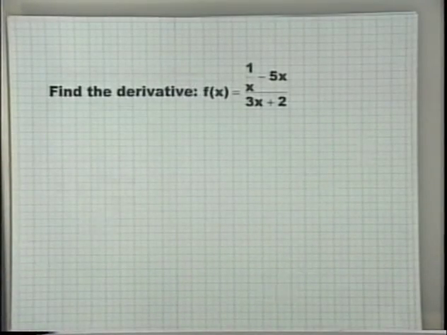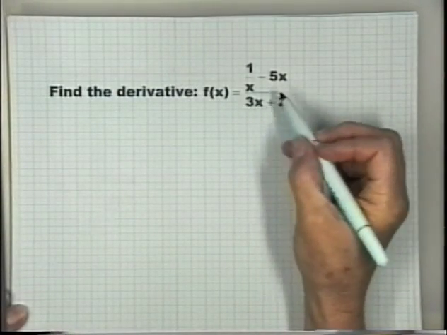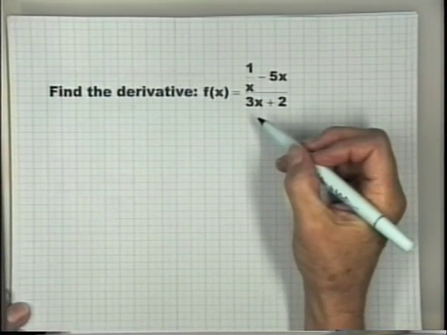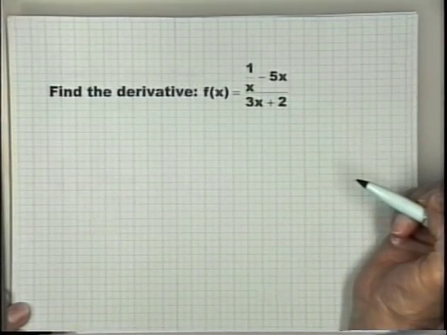Well, let's look at this one. F of x equals 1 over x minus 5x divided by 3x plus 2. The first thing I notice is that it is a function divided by a function, so the quotient rule is appropriate, but it's very complicated. So what I would recommend is before we do the quotient rule here, let's simplify this a little bit.